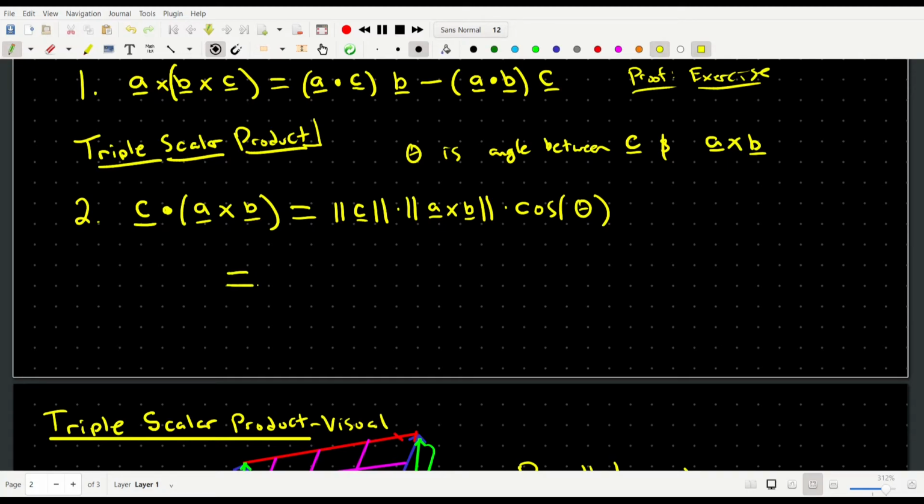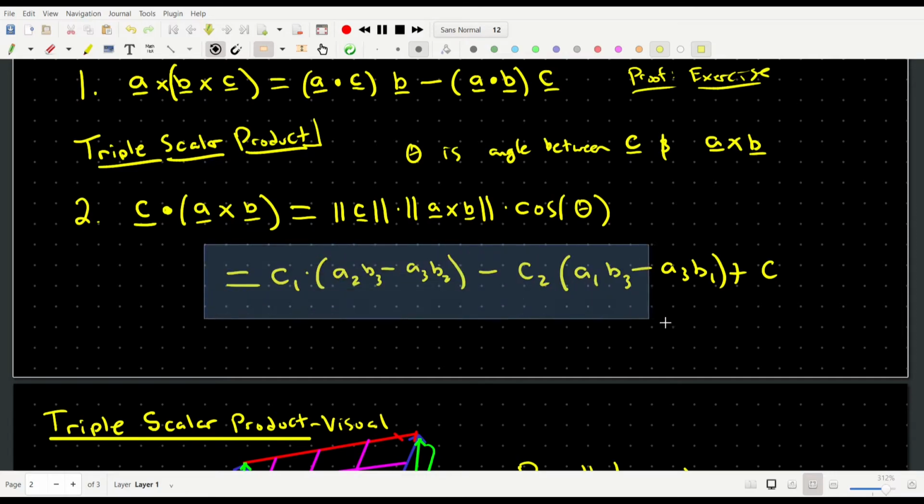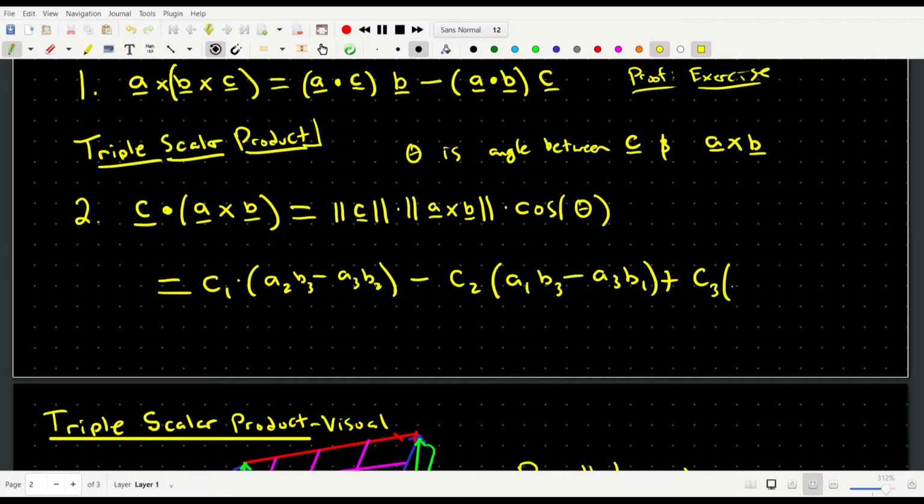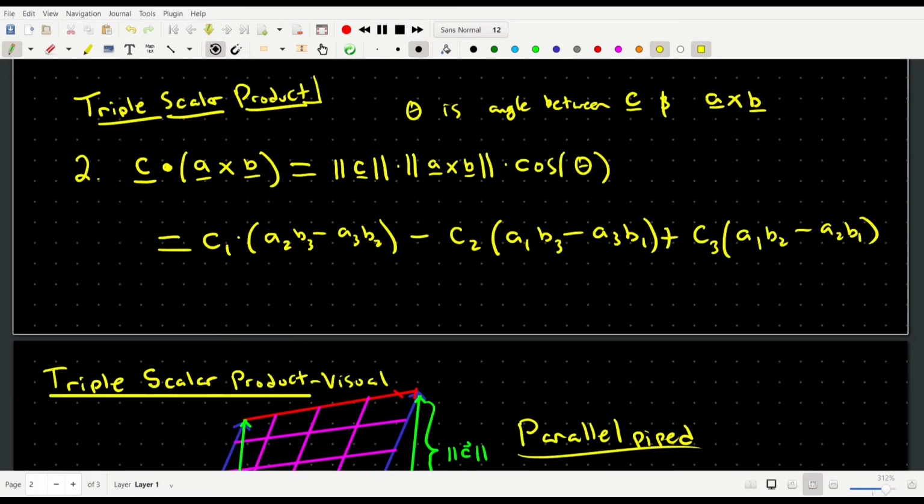And you can also go through and write this as C1 times (A2B3 minus A3B2), and then minus C2 times (A1B3 minus A3B1), plus C3 times (A1B2 minus A2B1), which is the component or algebraic form of this triple scalar product. So this is really neat.